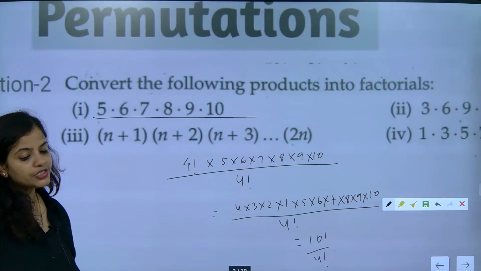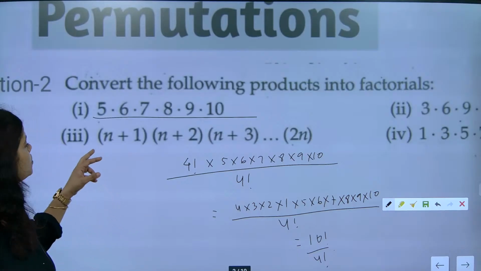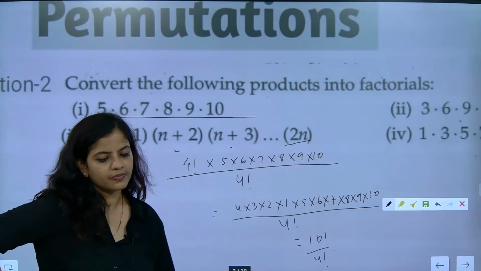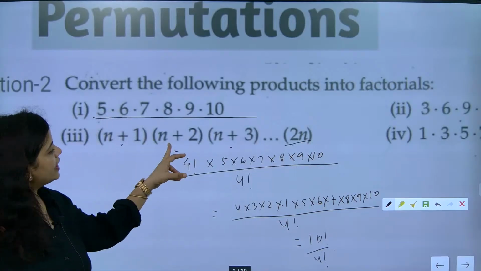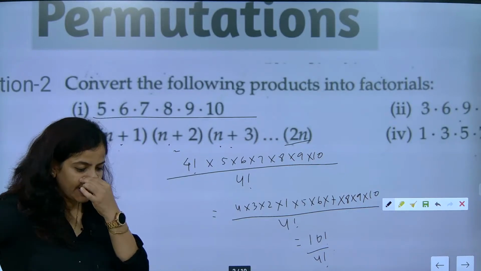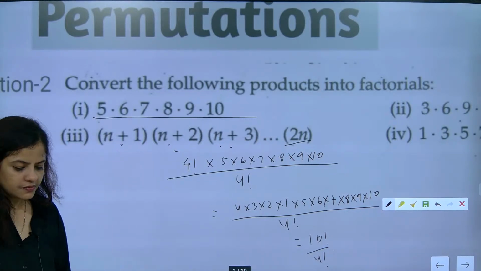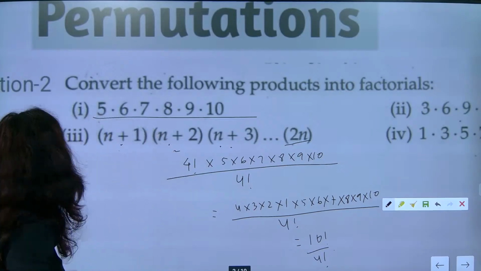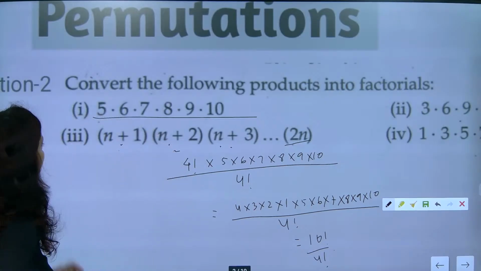For this type of question, what do we need to do? Check this one out: n plus 1, n plus 2, n plus 3 till 2n. Then what do you need to multiply? Anyone respond here? Okay, wait, I'll explain this. Now understand this one better.